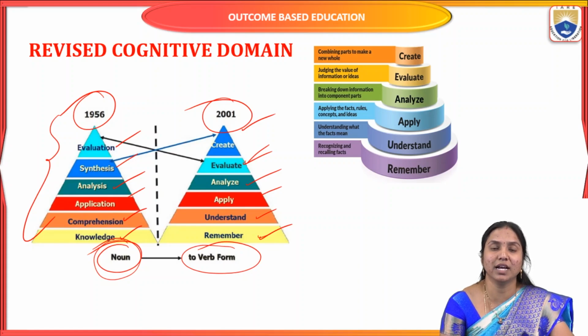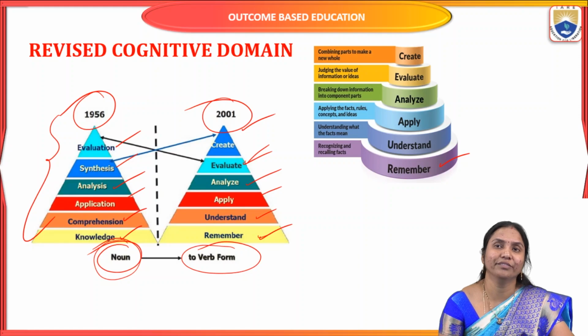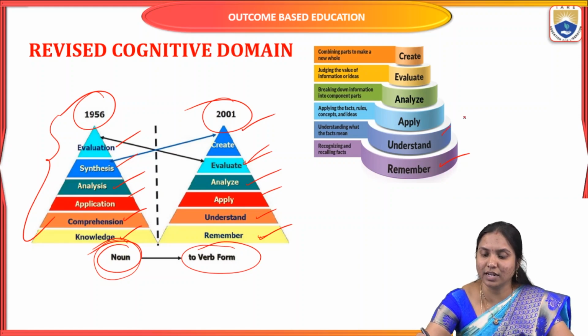Remember, understand, apply, analyze, evaluate and create. So what is the meaning of remember? Recognizing and recalling facts. Understand: understanding what the facts mean. Then the apply level: applying the facts, rules, concepts and ideas.